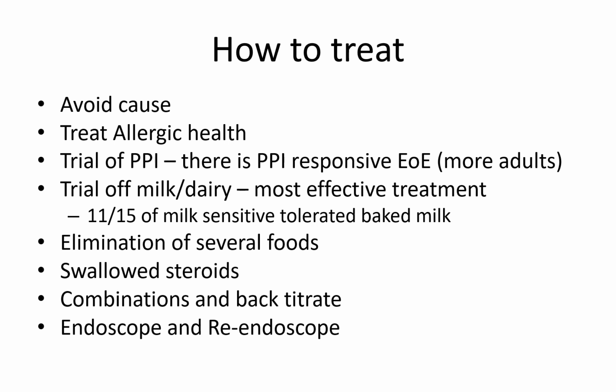PPIs, just on script, can cost even $500 a year. Swallowed Pulmicort, which is commonly used, or swallowed steroids, again, $40 a month can quickly be $500 a year. And if it's because of dairy, and we can avoid dairy, that's an expense we don't need to have. Trialling off the dairy is the most effective treatment. 11 out of 15 patients in a small study could actually tolerate baked milk. Eliminating several foods and then pulling back is one way of doing this.